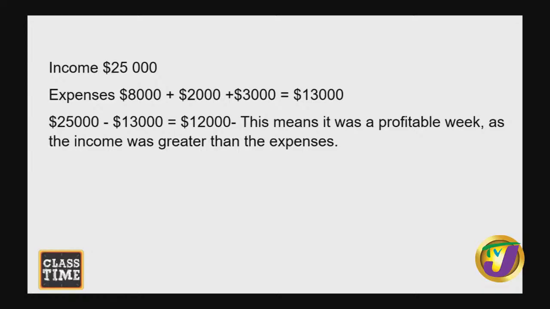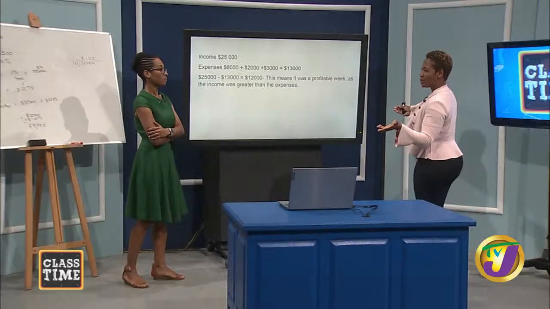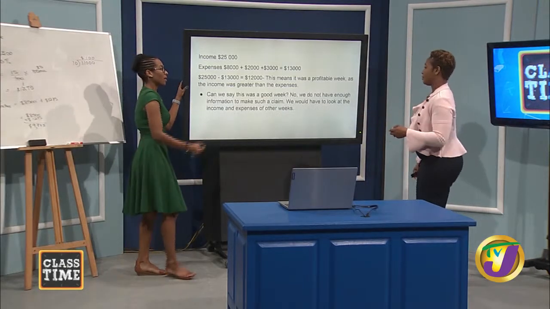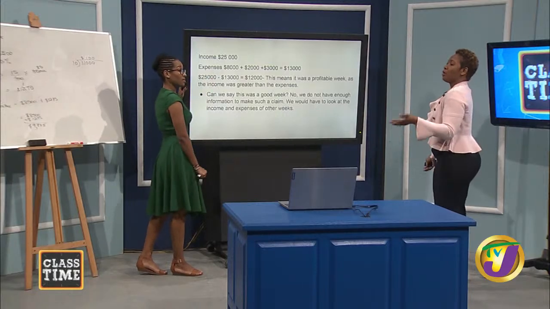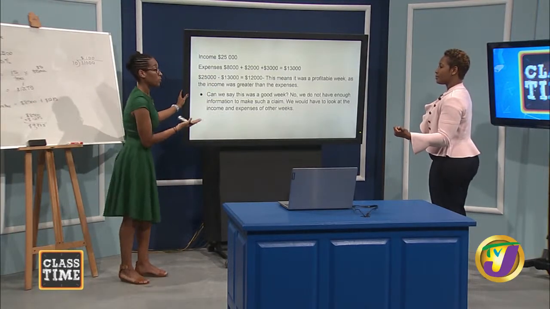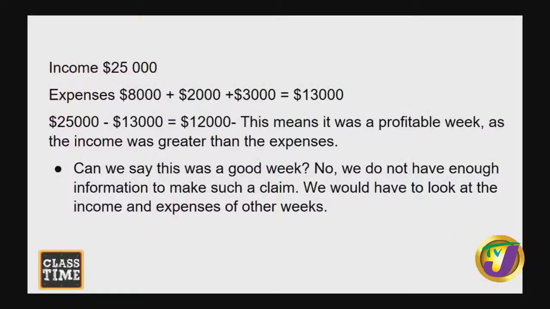But the other part of the question was, was this a great week? We can't tell that. They made $12,000, but we don't know what the other weeks looked like. So we really don't have enough information to make such a claim. Exactly. We would have to look at the income and expenses of other weeks.